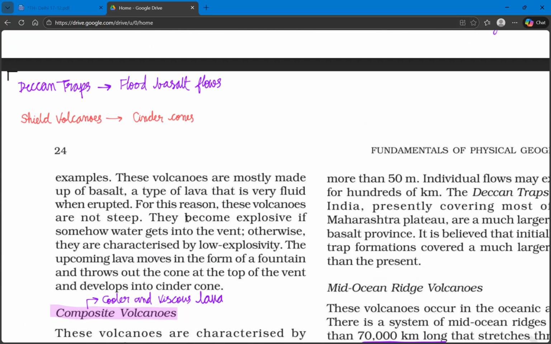They become explosive if somehow water gets into the vent. Otherwise, they are characterized by low explosivity. So, what is the condition in shield volcanoes? When erupted, there is less explosivity, but if somehow water goes into the vent, it can become very explosive. The upcoming lava moves in the form of a fountain and throws out a cone at the top of the vent and develops into a cinder cone.